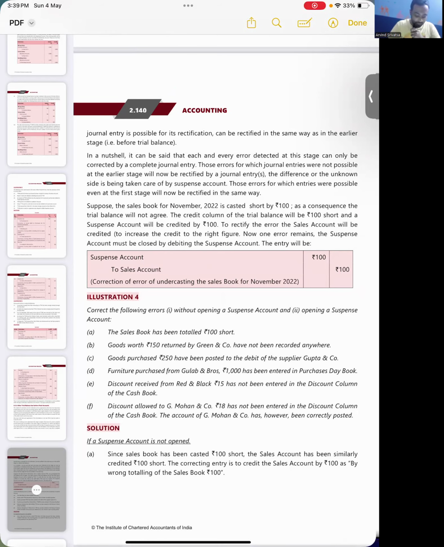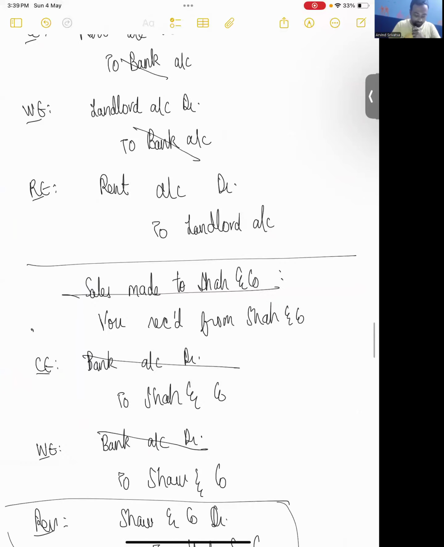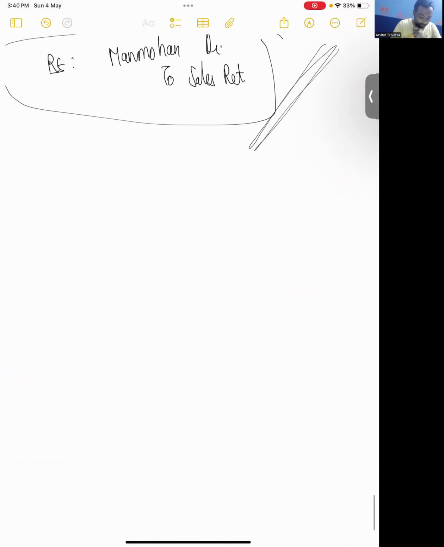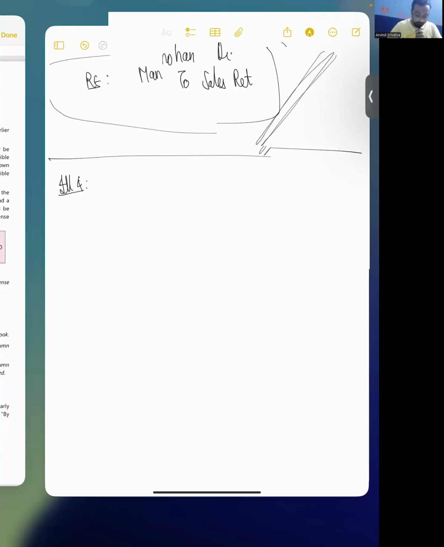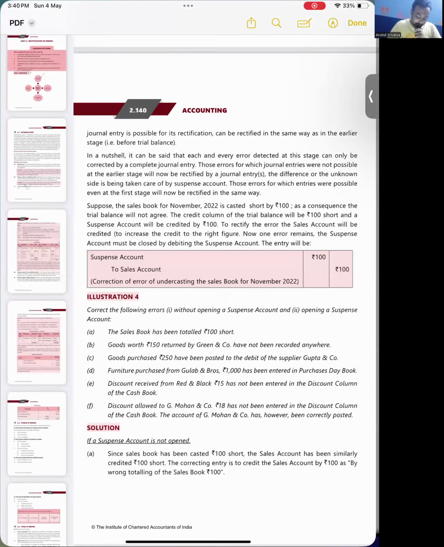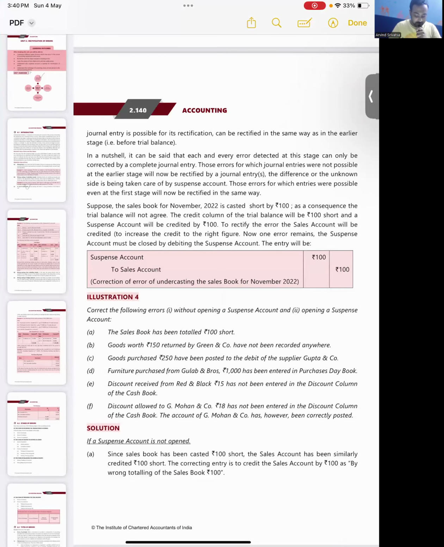So coming to illustration 4, sir. You will come to illustration 4, sir. Yes, sir. So illustration 4. The sales book has been total short by rupees 100. Sir, sales is a credit balance, right? What entry will pass usually? Debtors account debit to sales. So sales has been 100 short.